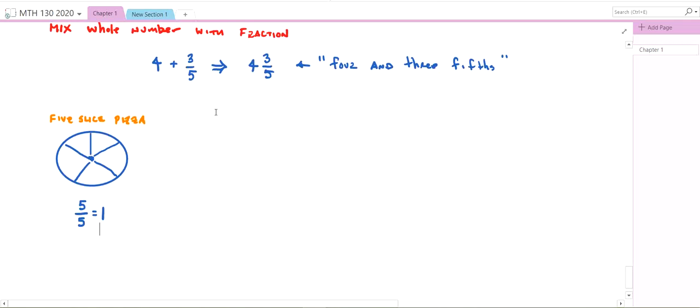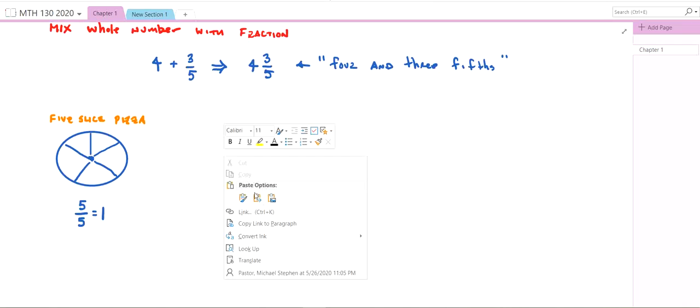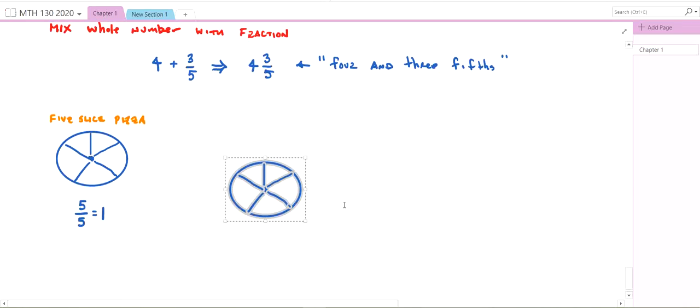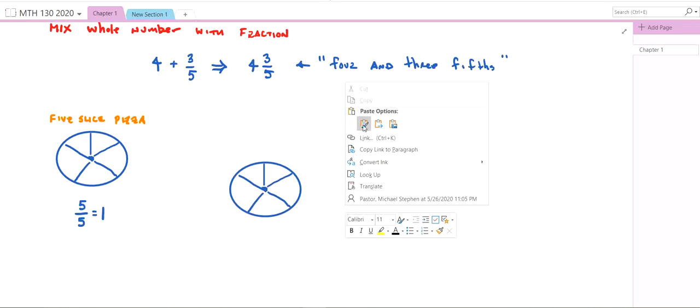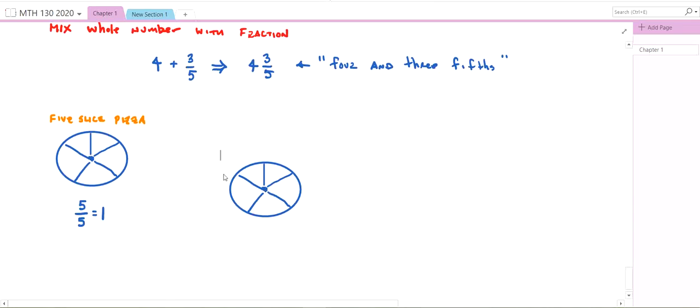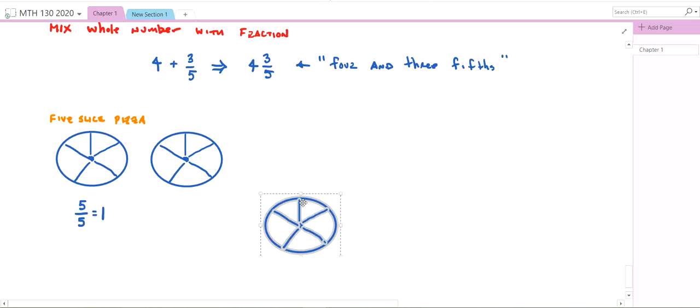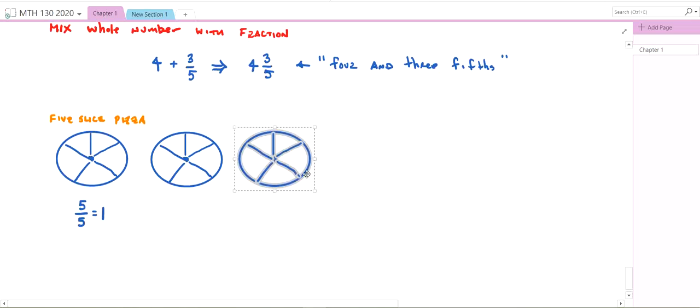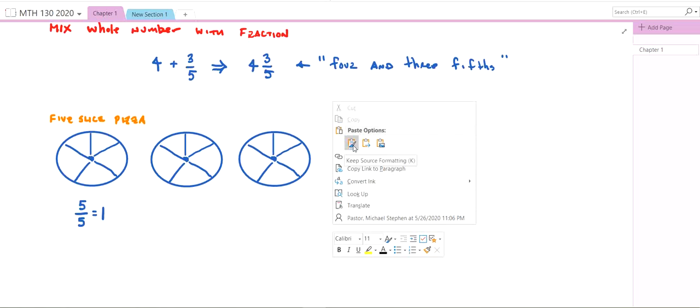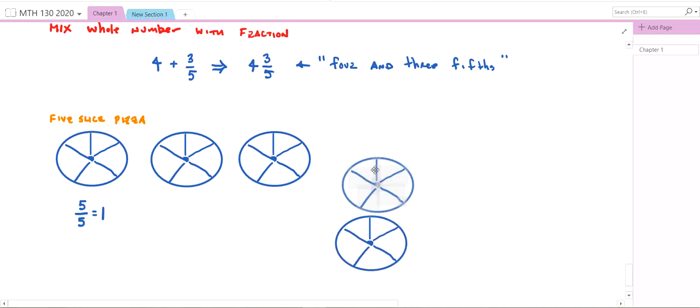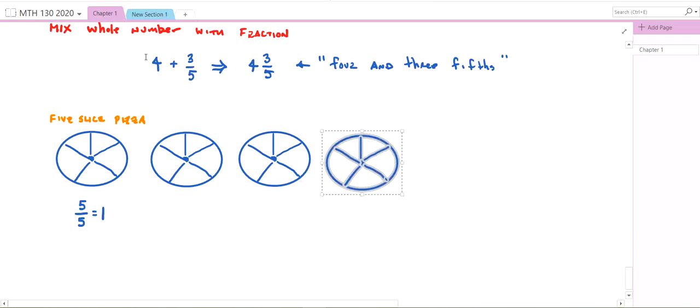So if we had 4 of these, what would that look like? Let's paste some more in here. 1, 2, 3, 4. So we have 4 whole pizzas. That's the 4.